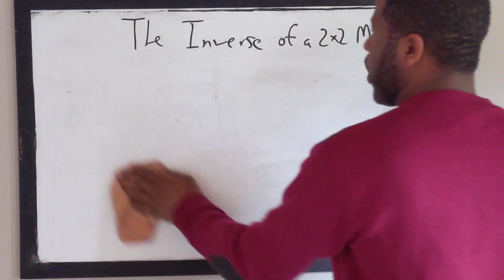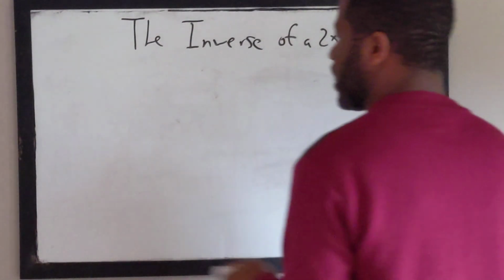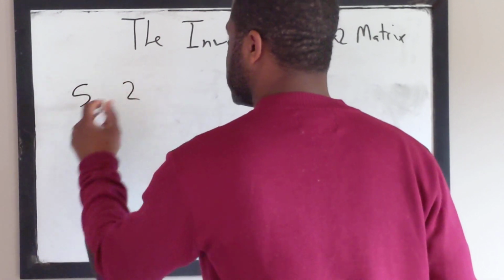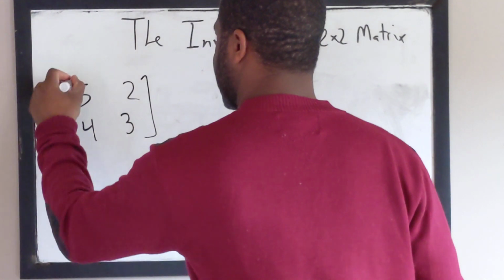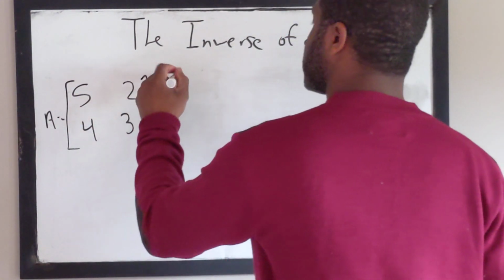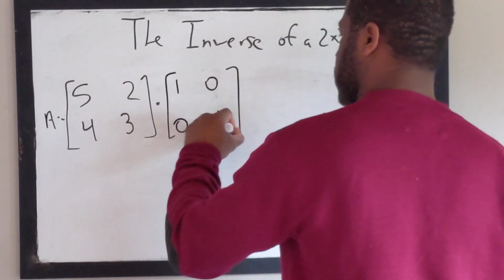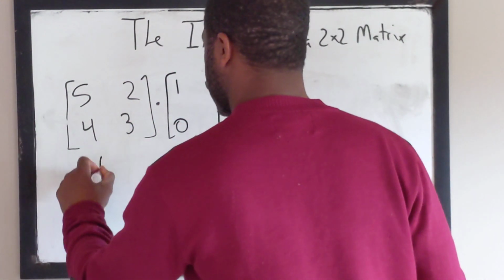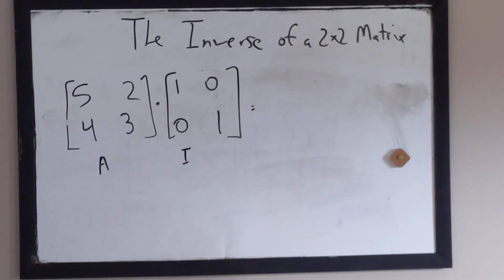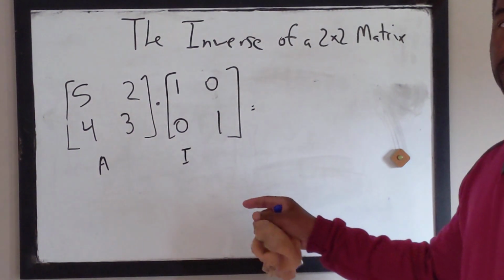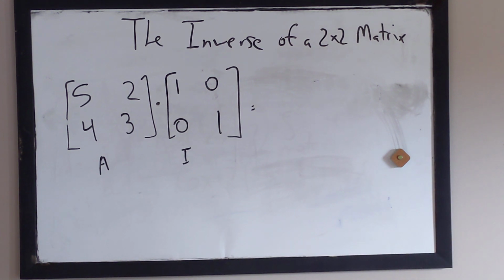Now, we're kind of going the long way, but you'll see why we do it this way in 1 second. Just say I have 5, 2, 4, 3. I have a random matrix A. And I multiply it by the identity matrix, 1, 0, 0, 1. Now remember, I'm going to stress this: the identity matrix plays the role of your 1 when we're talking about real numbers.